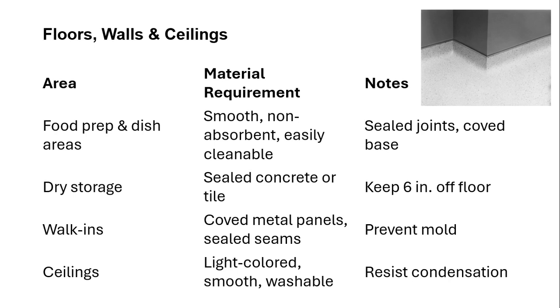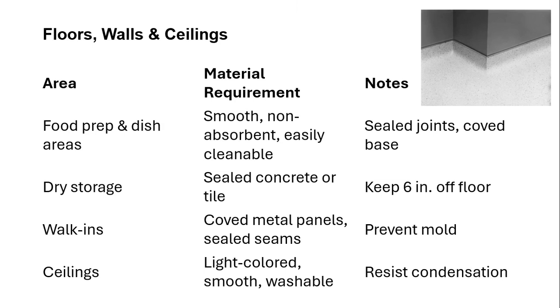So looking specifically at floors, walls, and ceilings. My food prep and dish areas should be made of smooth, non-absorbent, easily cleanable materials. We should have sealed joints and coved bases. What's a coved base? On my wall and my floor.